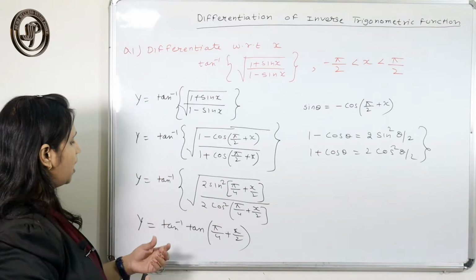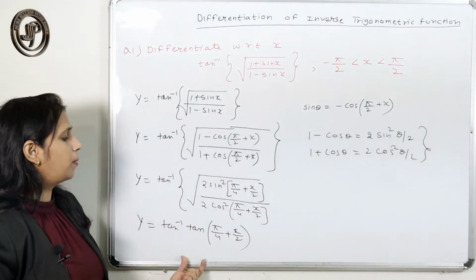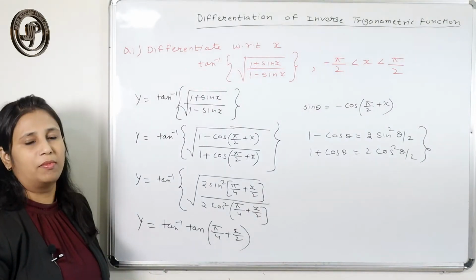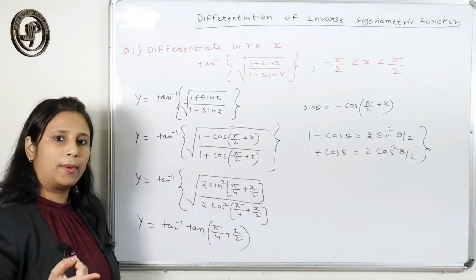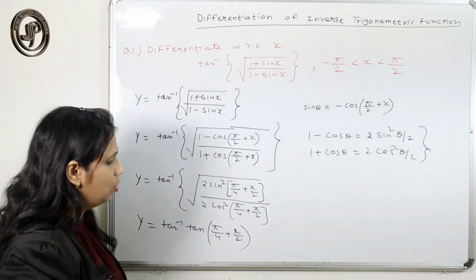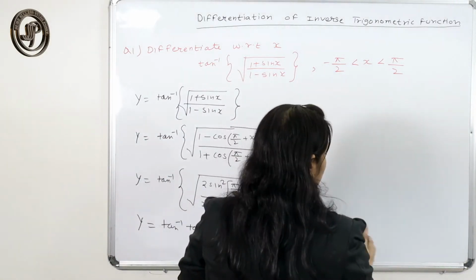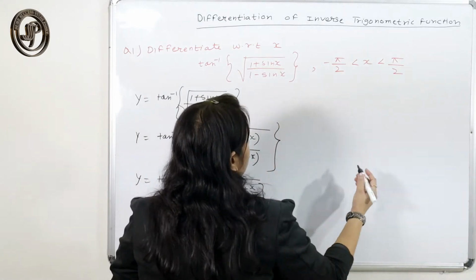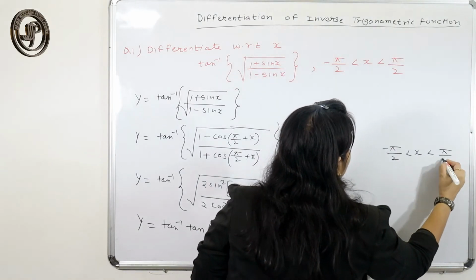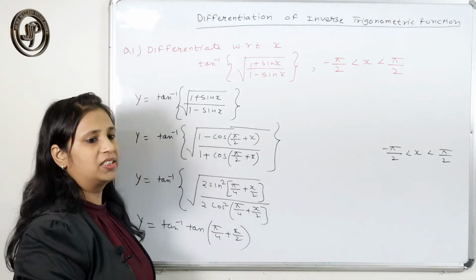Now this tan inverse tan of pi by 4 plus x by 2 will be pi by 4 plus x by 2 when this angle lies between minus pi by 2 to pi by 2, because the range of the tan inverse function is minus pi by 2 to pi by 2. So I first have to check this, because x is given in this range. Now I have to check for pi by 4 plus x by 2.